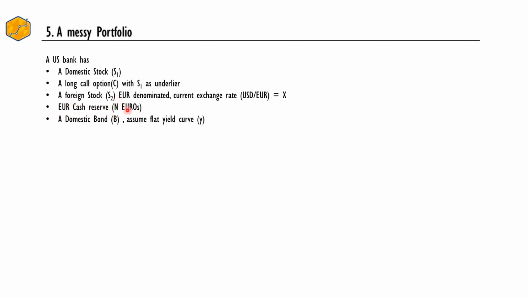Let's say N is the cash that we have, which is in euros. And we have a domestic bond B. Assume flat yield curve Y. So we are talking about a flat yield curve, parallel change. All right, so we can use the ready-made duration formula. So with all of these going on, how can you calculate parametric value at risk?